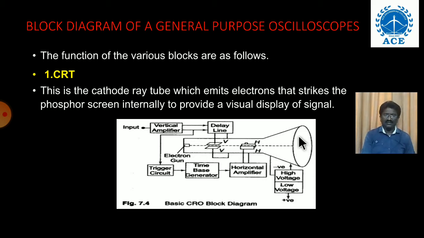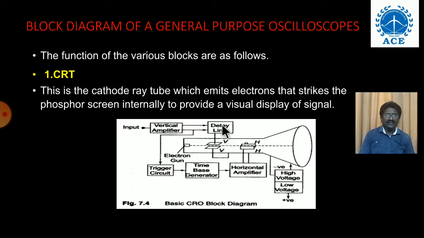So next one, the vertical amplifier. This is the vertical amplifier. Actually, the vertical amplifier is a wideband amplifier used to amplify signals in the vertical section. That means in the CRT we have two sets of plates, vertical plates and horizontal plates. Now you have to provide signals to the vertical deflection plates and horizontal deflection plates. With the help of the vertical amplifier, you provide amplified signals to the vertical deflection plates.